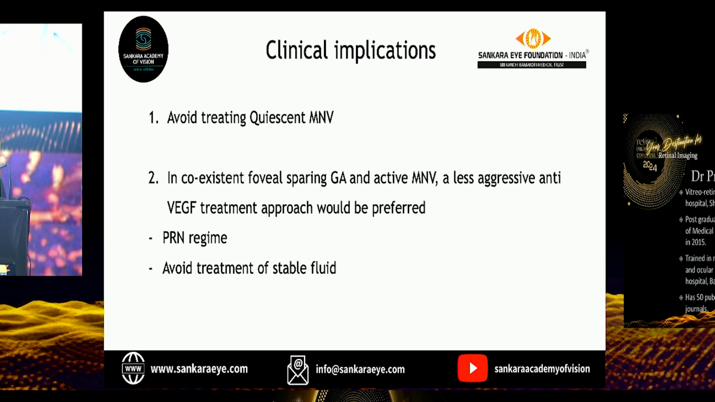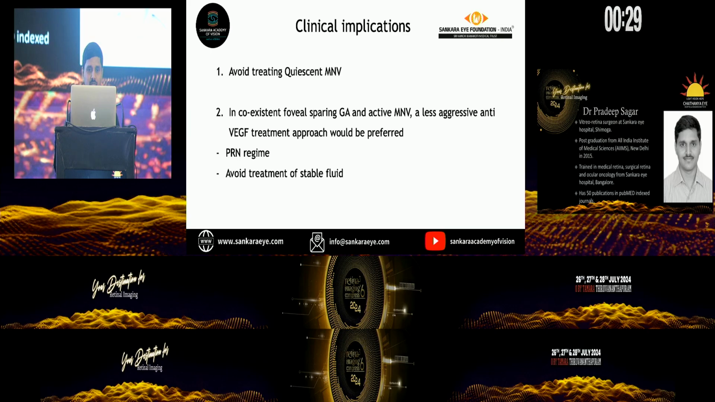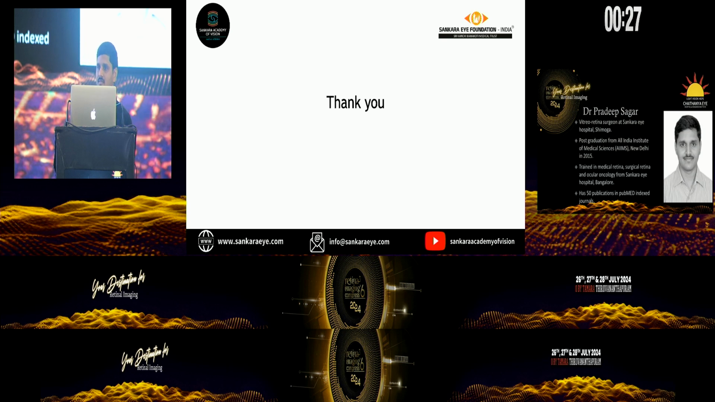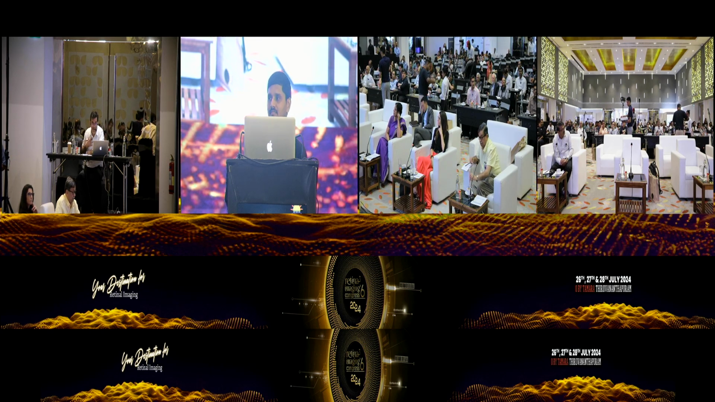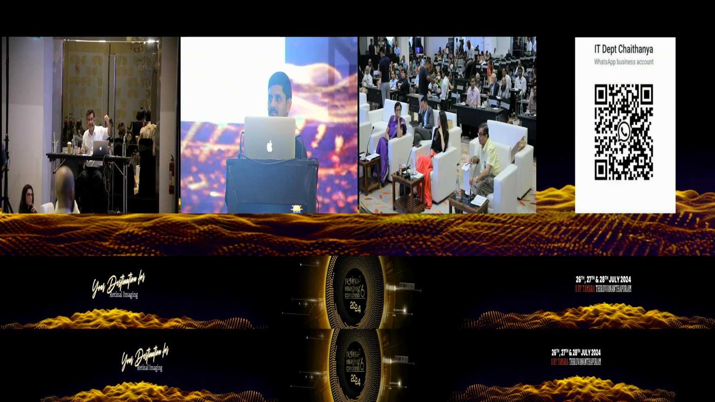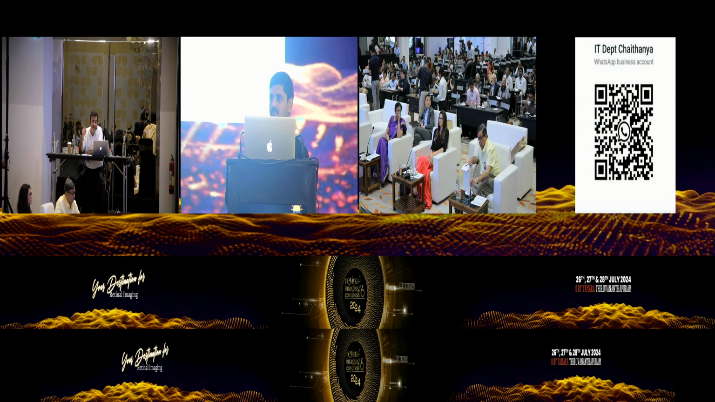Thank you. Thank you so much, Pradeep. That was really a nice case, very nice presentation of different approaches in these cases. I was wondering, in the example you showed where there was a bump coming up as a SHRM and the IRF, how frequently do you actually advise an FA-ICG, or is your decision today solely based on structural OCT, or do you also use OCT angio?